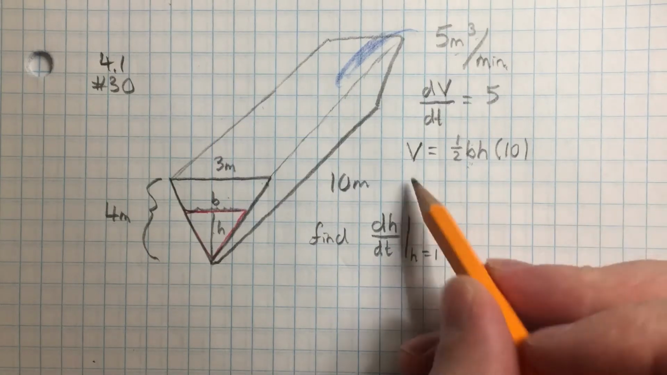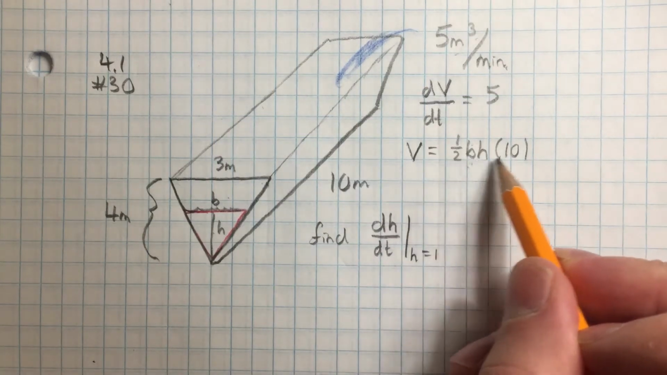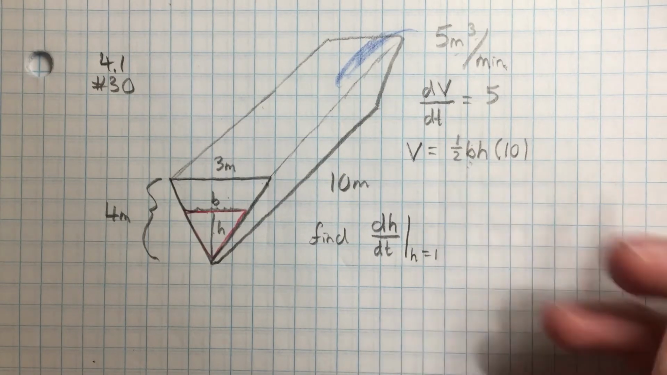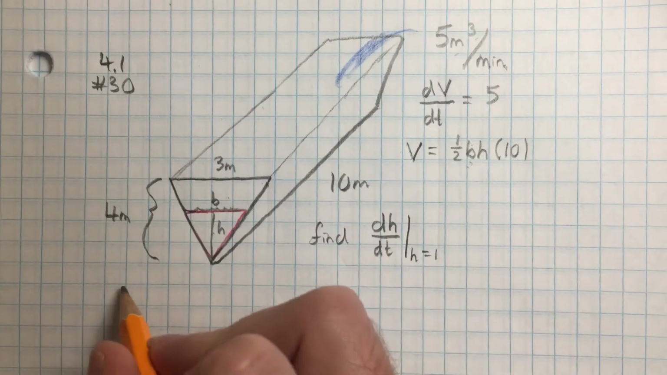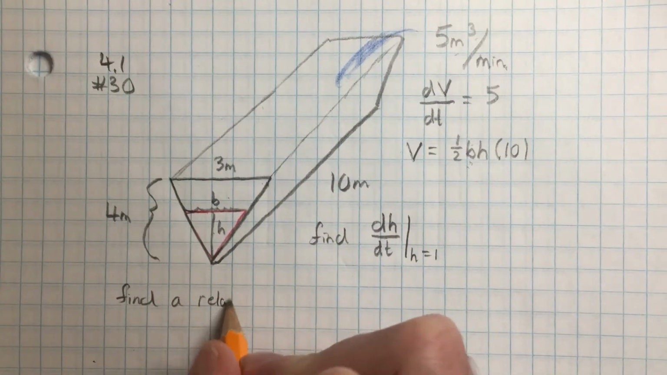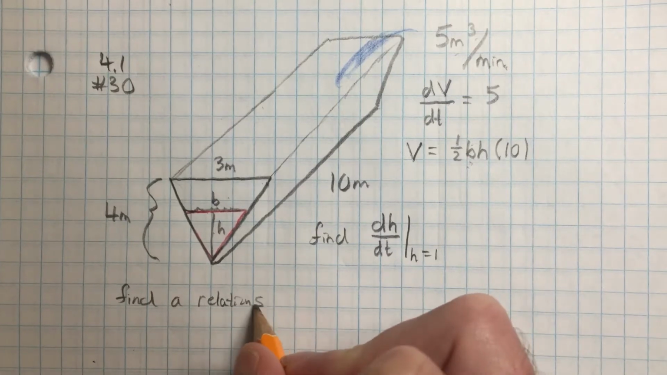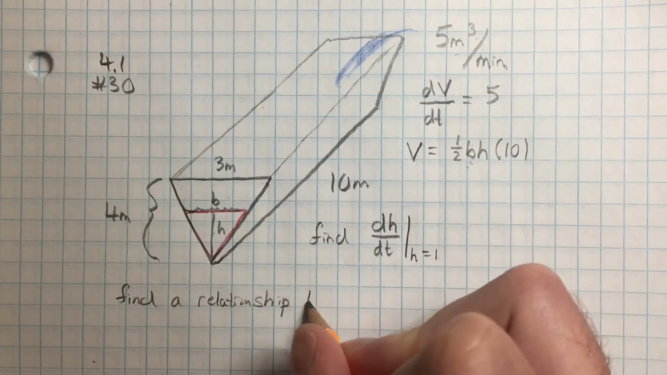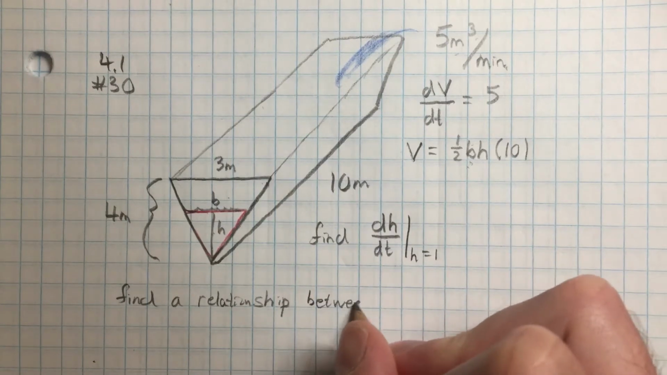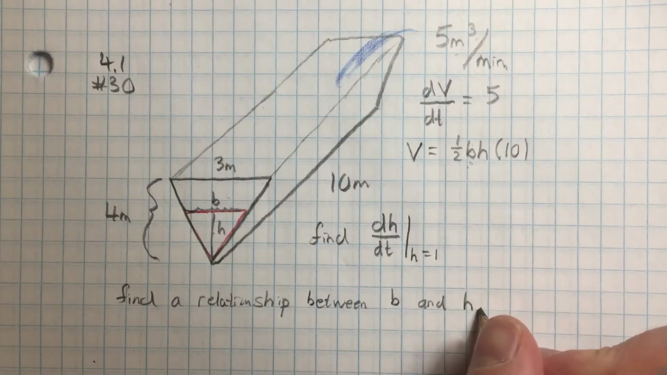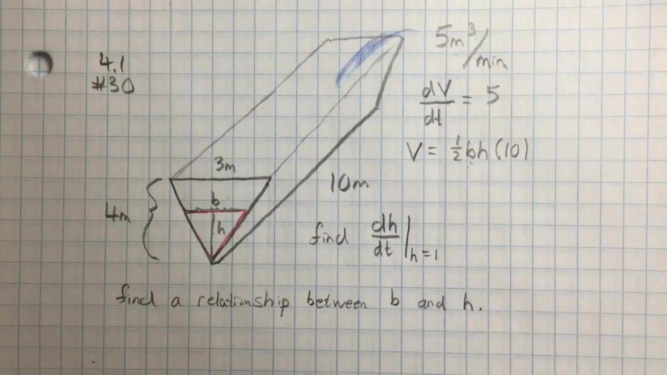So what we would like is to have v expressed in terms of only h without the b variable in here. So if we could find a relationship between b and h, that would be very useful. All right, so what do we have?